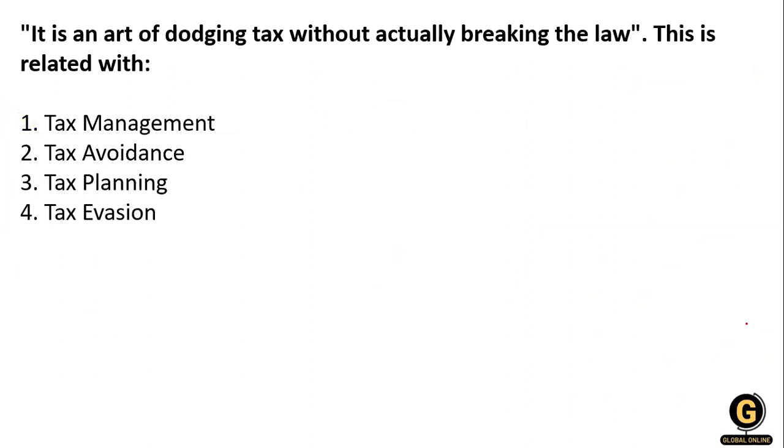Now the next question: it is an art of dodging tax without actually breaking the law. We have to be familiar with these concepts: what is tax management, what is tax avoidance, what is tax planning, and what is tax evasion. So what is tax management? Tax management means maintaining compliance with the legal formalities. We are managing our tax, that is tax management.